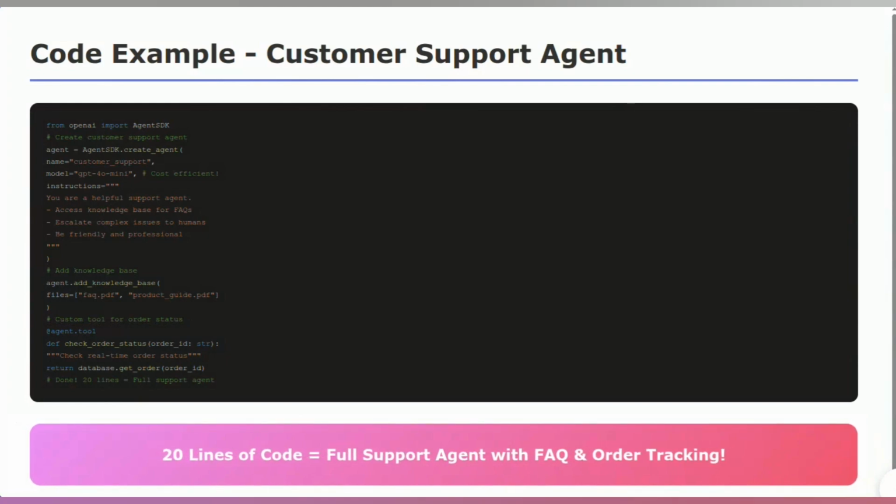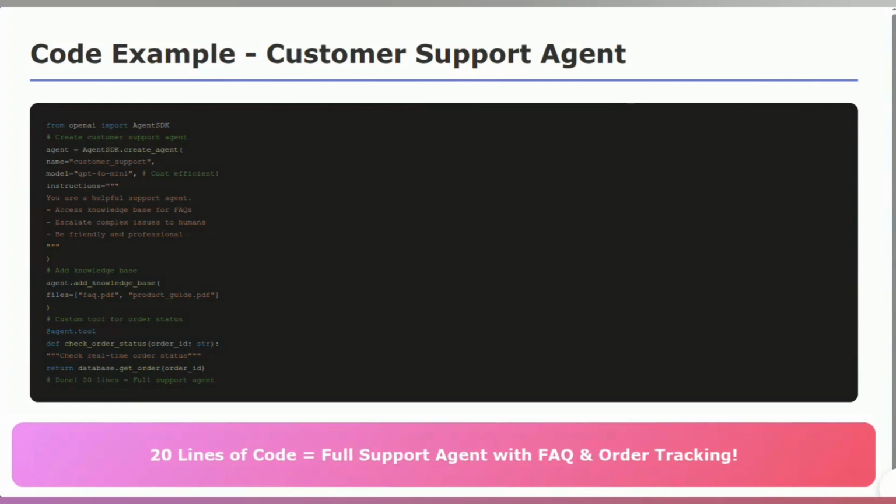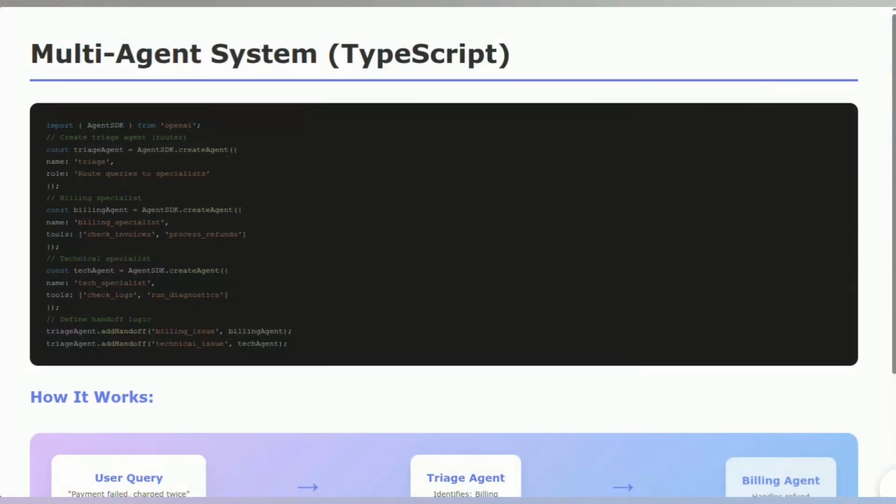Here's where it gets cool. We define a custom tool to check order status. The agent can now call our database, fetch order information, and return it to the customer. This is maybe 20 lines of code, and you have a functioning support agent that can answer FAQs and look up real-time order information.